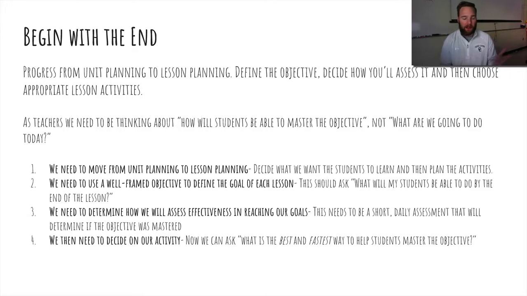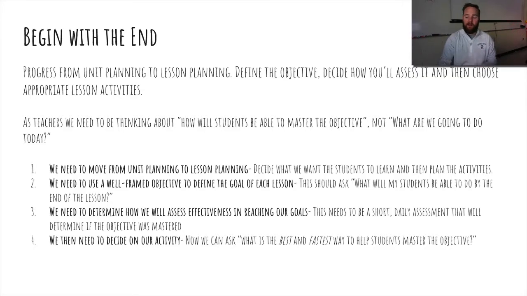This could be an exit slip. We use it a lot of times as a starter at the beginning of the next class. This could be any type of formative assessment activity that determines whether it was mastered. And then finally, we decide, okay, what are we going to do? What's the best and fastest way to help the students meet the objective? That's planning the activities. We have a lot of different ways to get them there, but we want to do it the best way so that the most students are at mastery, and the fastest way because we don't have time to waste.